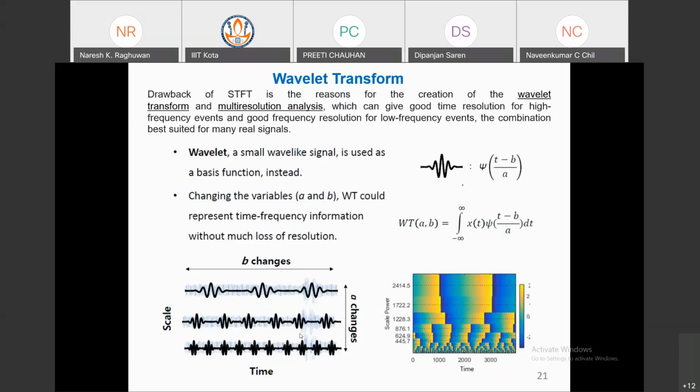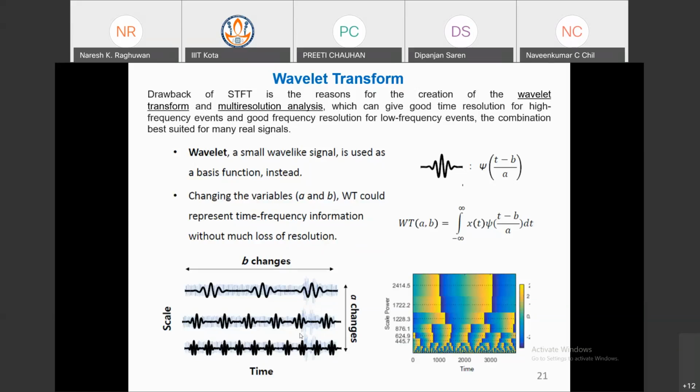It gives good time resolution for high frequency events and good frequency resolution for low frequency events, a combination best suited for many real signals. What is a wavelet? Electrical people, I think, know very well what a wavelet is, but mechanical engineering students have generally maybe heard about wavelets, but it is very difficult to analyze in MATLAB or with signals. If you talk about how we will transform a signal with the help of the wavelet transform, it is very difficult, but for basic understanding, I'm explaining here.